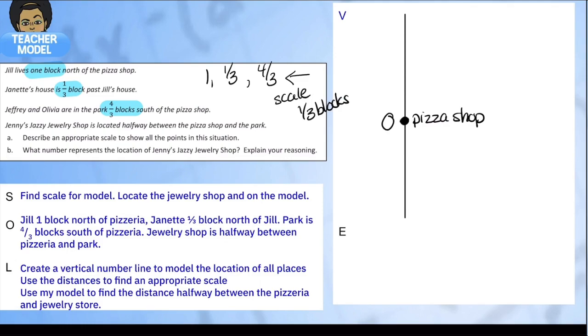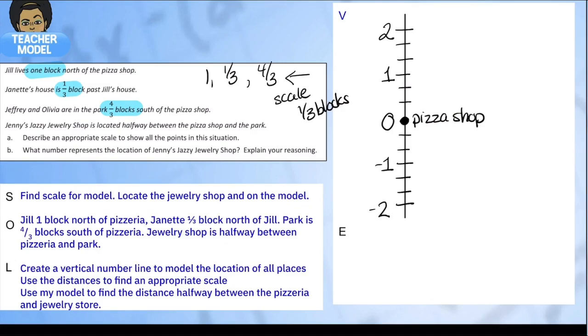And so counting from the pizzeria, I'm going to start going north. I'm going to count by thirds: 1/3, 2/3, 3/3. I'm going to put a 1. 1/3, 2/3, another 3/3. I'm going to put a 2, and I'm going to do the same thing on the bottom. -1, and here's -2. And now I can start listing where all those places are on the map.